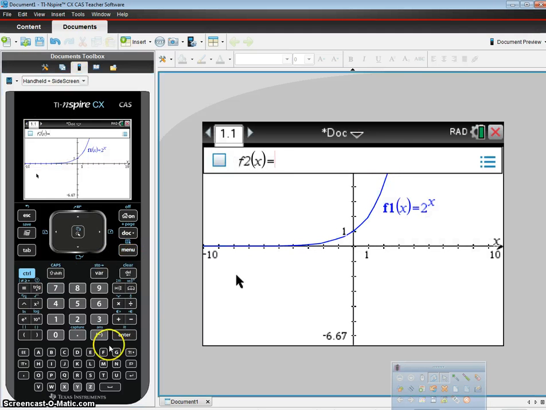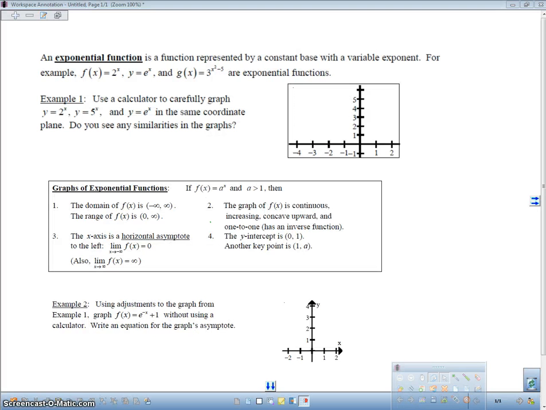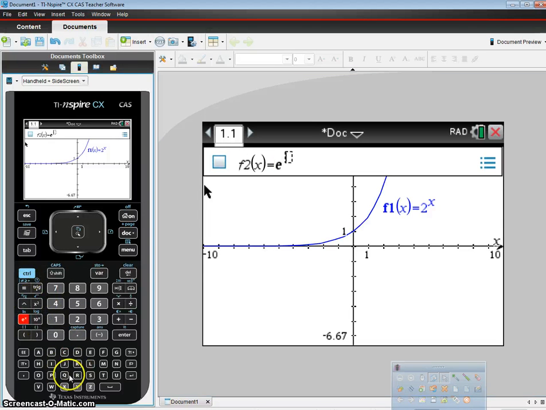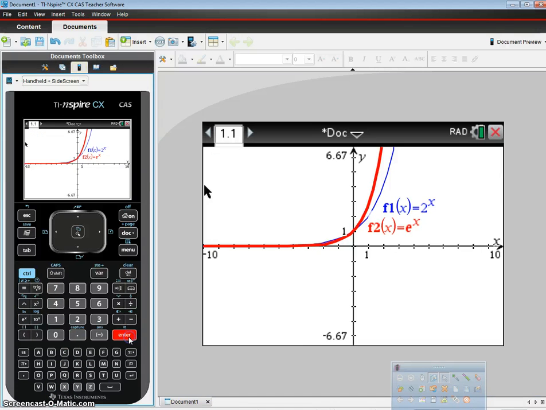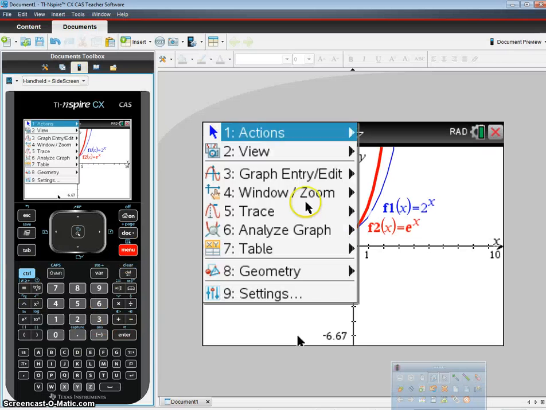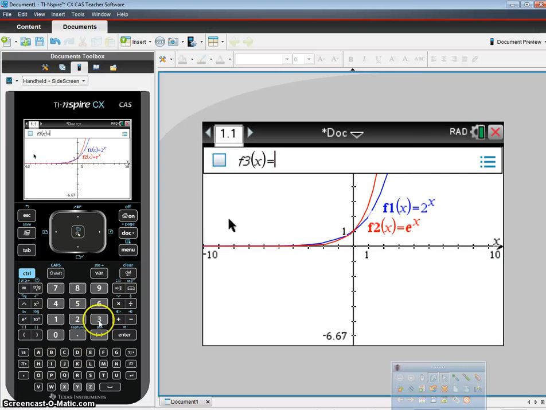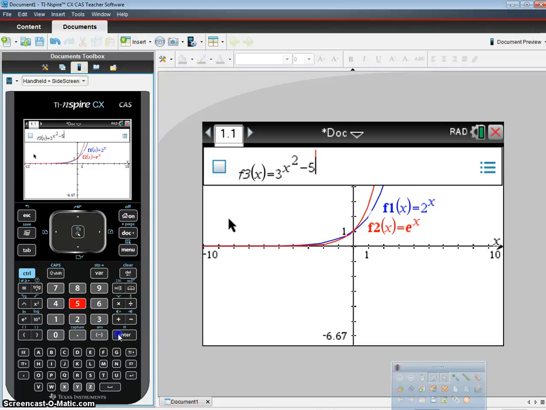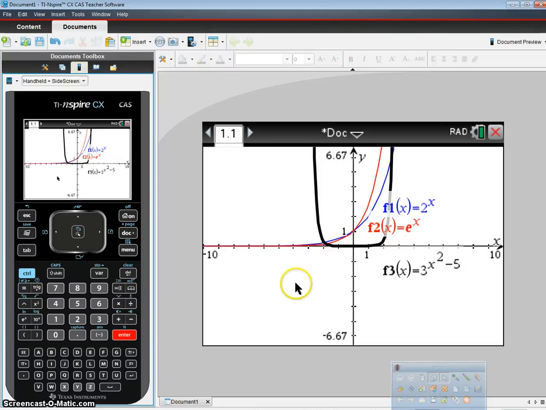And let's do y equals, let's see what else did I have here. Y equals e to the x. So e to the x power. Notice they're pretty similar, right? And finally, y equals 3 to the x squared minus 5. Let's try that. 3 to the x squared minus 5. Alright, whoa, that one looks a bit different, right?